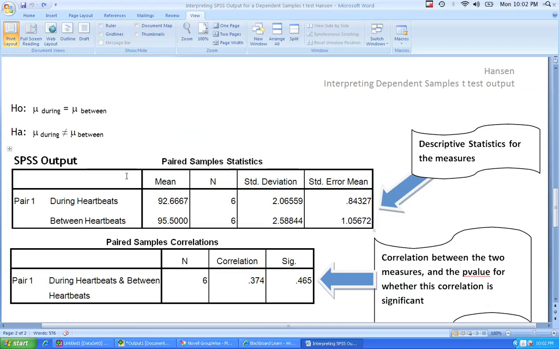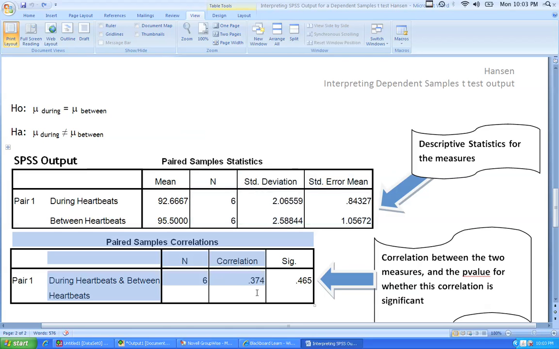When we look at the descriptive statistics, we do see a difference in the means. During heartbeat, the mean is a little bit lower, 92.7 as opposed to 95.5. The statistical test will determine if that difference in the sample means is enough for us to conclude that the two populations are different. These descriptive statistics are also provided: the sample size, the standard deviation, and the standard error.